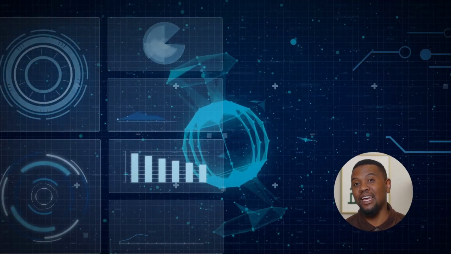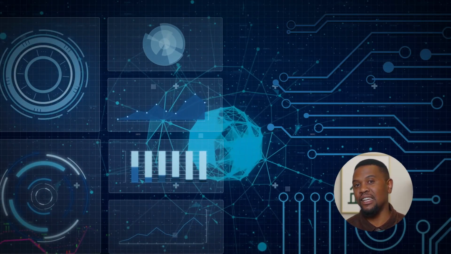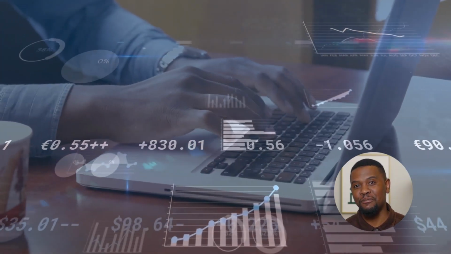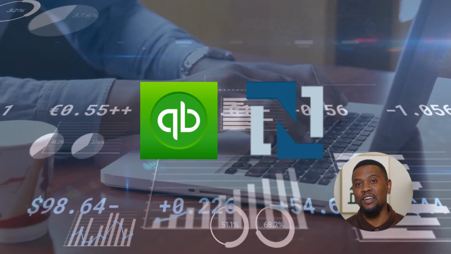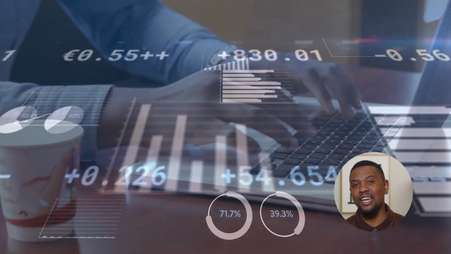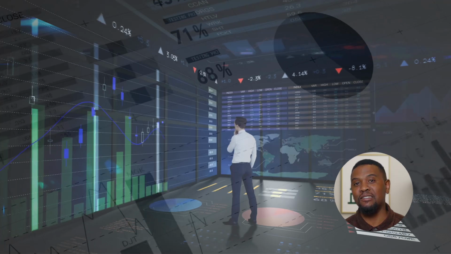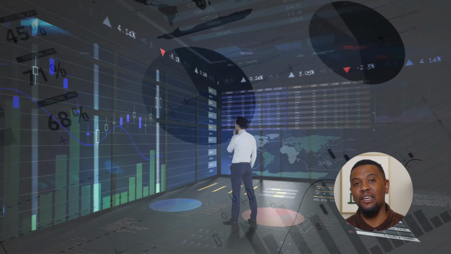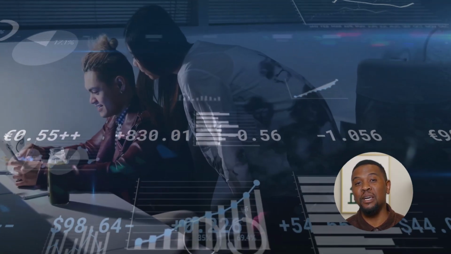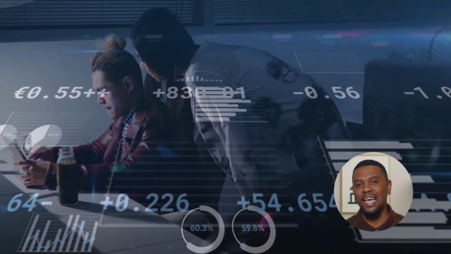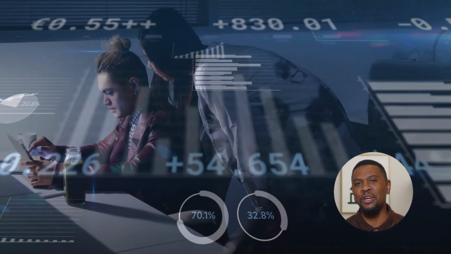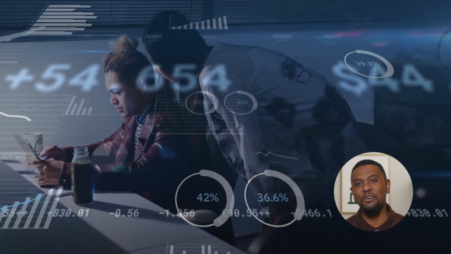The foundation of any AI budgeting process is clean, connected data. You need your accounting system, whether that's QuickBooks or NetSuite, feeding historical transaction data into the AI engine. This gives the system a baseline understanding of your spending patterns, seasonality, and growth trends. But here's the critical piece. AI-driven budgets need real-time spend data to stay accurate. Historical data tells you where you've been, but real-time data tells you where you're going.